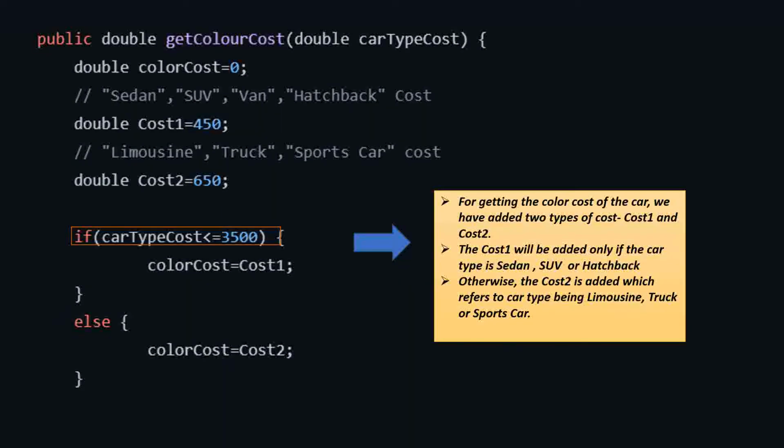In this algorithm, if the user chooses among these four types, it is known that their car type cost will be lower than or equal to 3,500, and we assign the color cost to cost 1. Or else, if it's not 3,500, it means they have chosen either limousine, truck, or a sports car. We are going to assign the color cost as cost 2.